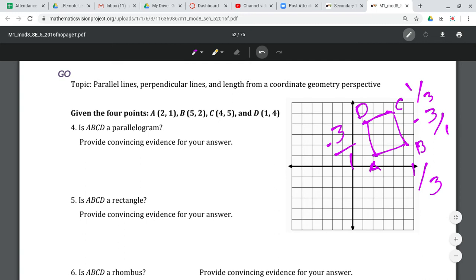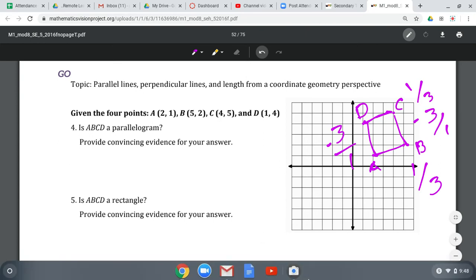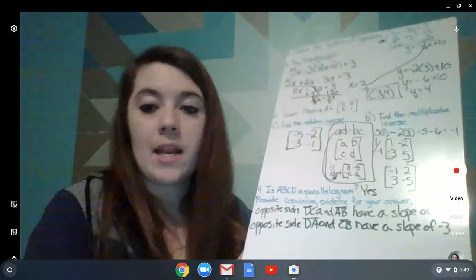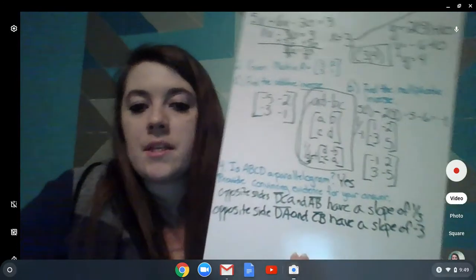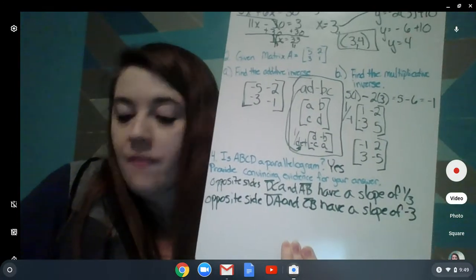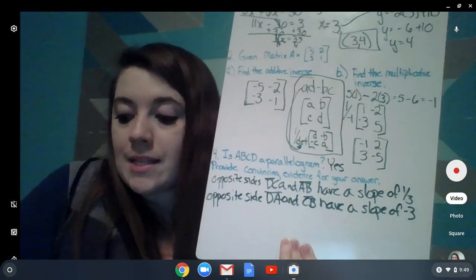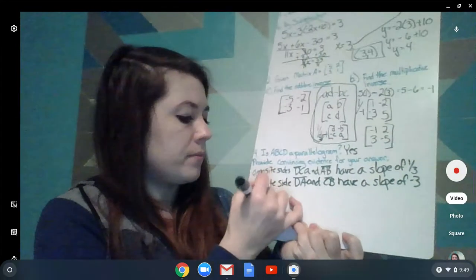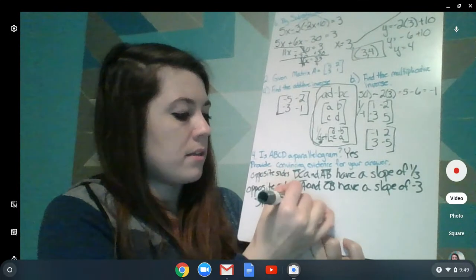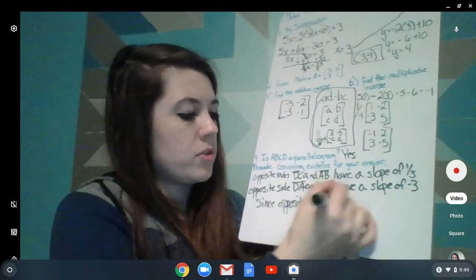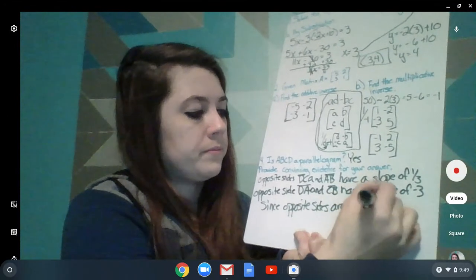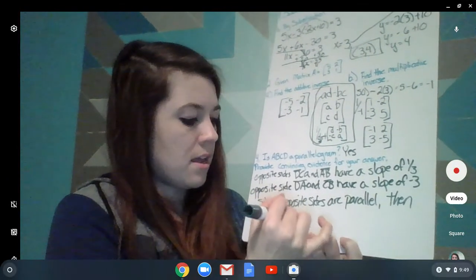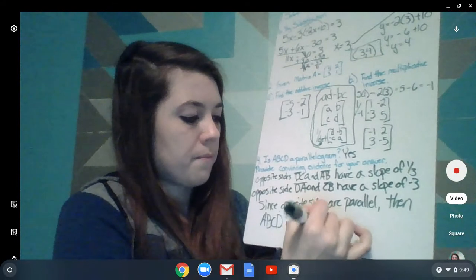So I'm just getting this written out to make it a little easier on us. So we will say yes, that it is a parallelogram because opposite sides DC and AB have a slope of 1/3 and opposite sides DA and CB have a slope of -3. And since opposite sides are parallel, then ABCD is a parallelogram.